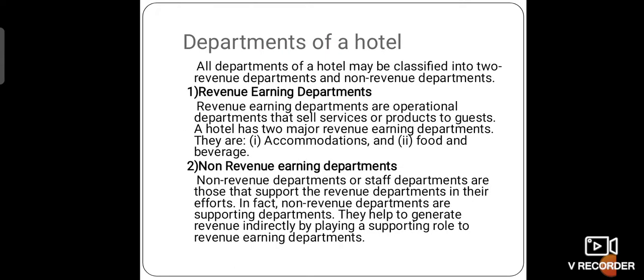Next is departments of a hotel. Which are the different departments of a hotel? Mainly, the departments of a hotel are divided into revenue earning departments and non-revenue earning departments. As the name suggests, revenue earning departments are those departments where we get a revenue. It's mainly classified into accommodations and food and beverage. Non-revenue earning departments are those which support the revenue departments in their efforts. They help to generate revenue indirectly by playing a supporting role to revenue earning departments. So revenue earning departments give us money or income, whereas the non-revenue earning departments support us to get this money.